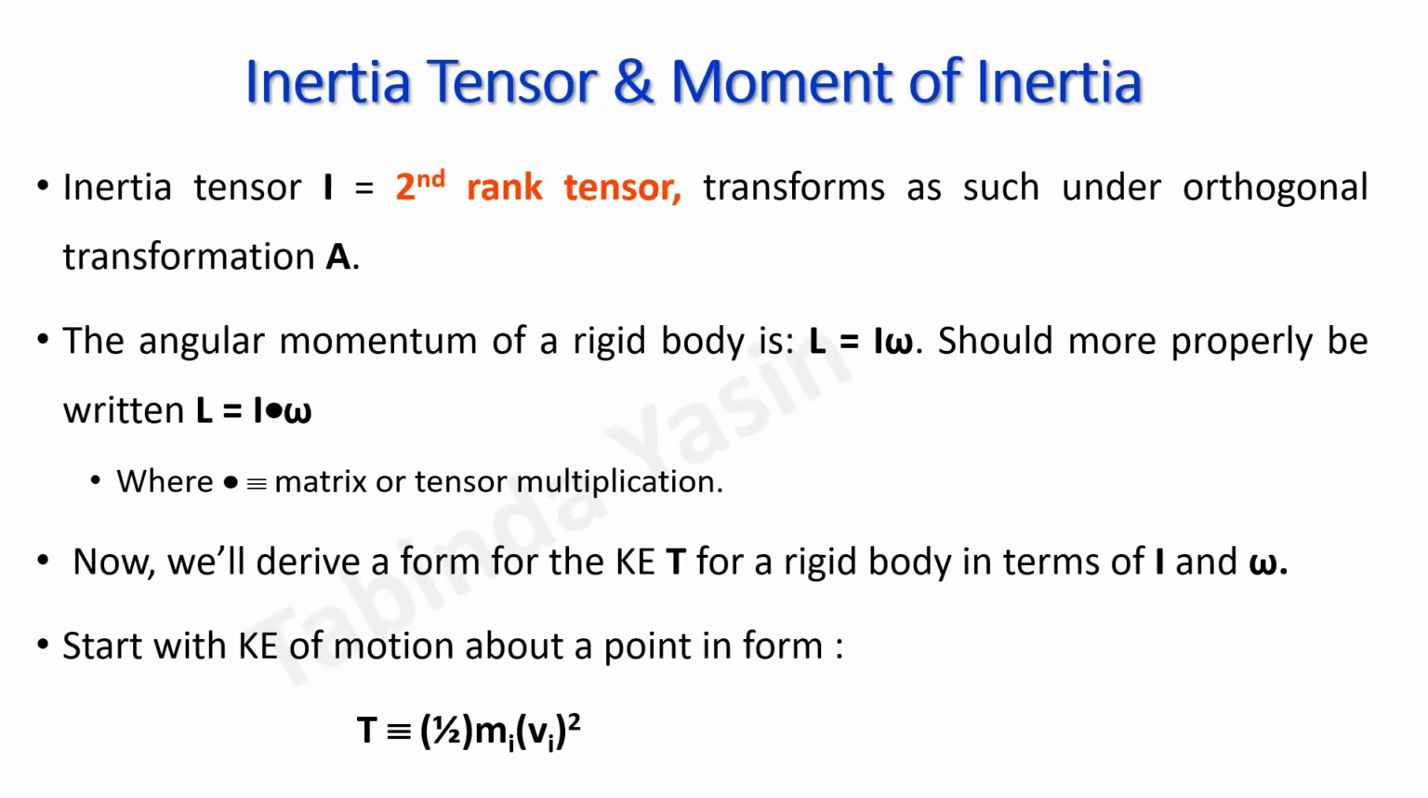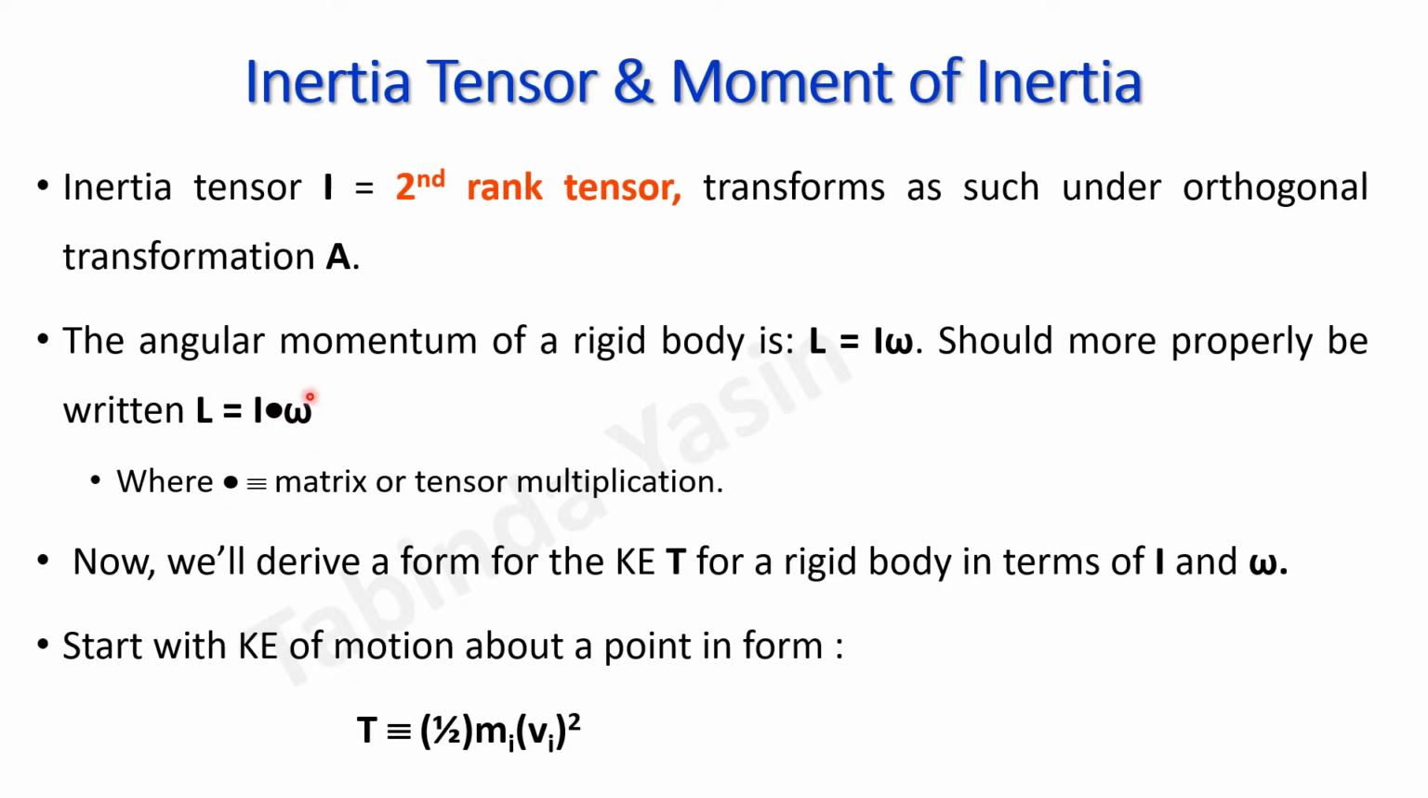Now, the relation between the inertia tensor and the moment of inertia: as inertia is a second rank tensor, it transforms as such under the orthogonal transformation of A. The angular momentum of a rigid body, L equals I omega, should more properly be written as L equals I thick dot omega, and that thick dot is written for the matrix or the tensor multiplication.